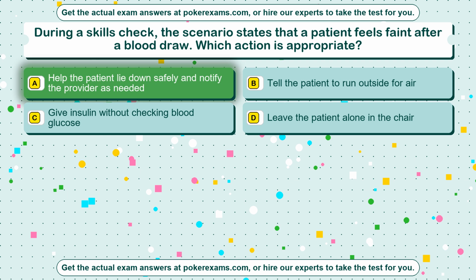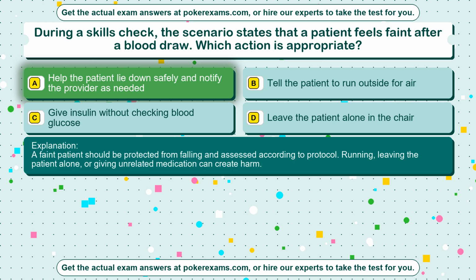The correct answer is option A. Help the patient lie down safely and notify the provider as needed. A faint patient should be protected from falling and assessed according to protocol. Running, leaving the patient alone, or giving unrelated medication can create harm.